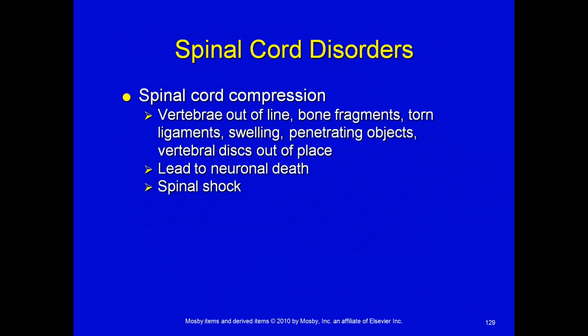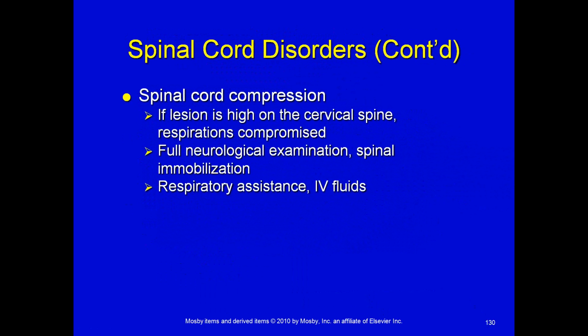Spinal cord compression. We often think of severed spinal cords as a result of trauma, but certainly the spinal cord, which occupies arguably anywhere from 80 to 90% of the spinal canal, if that swells, or if you get a ruptured disc, or a compression fracture of the vertebrae, or if the vertebrae pop out of line, penetrating objects to the vertebrae, etc. These things will all cause swelling, and the swelling will decrease blood supply to the cord, and that will lead to neuronal death and eventually spinal shock.